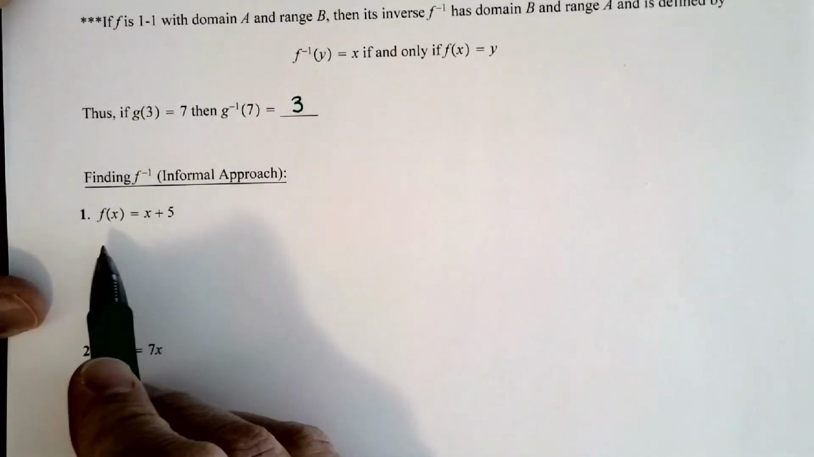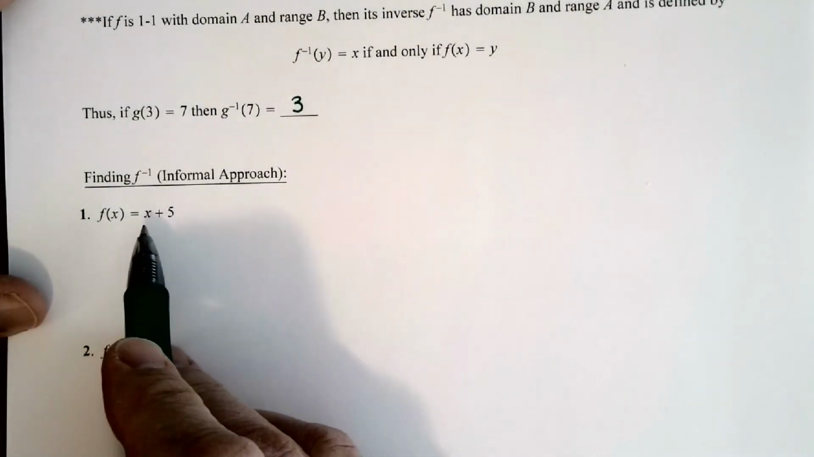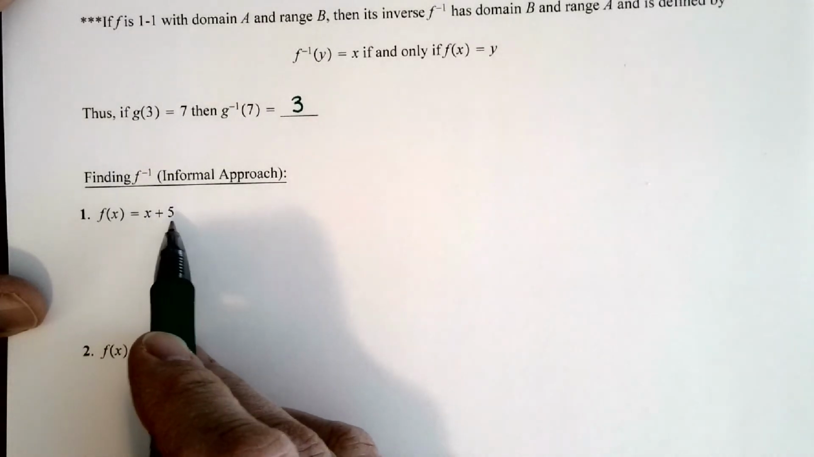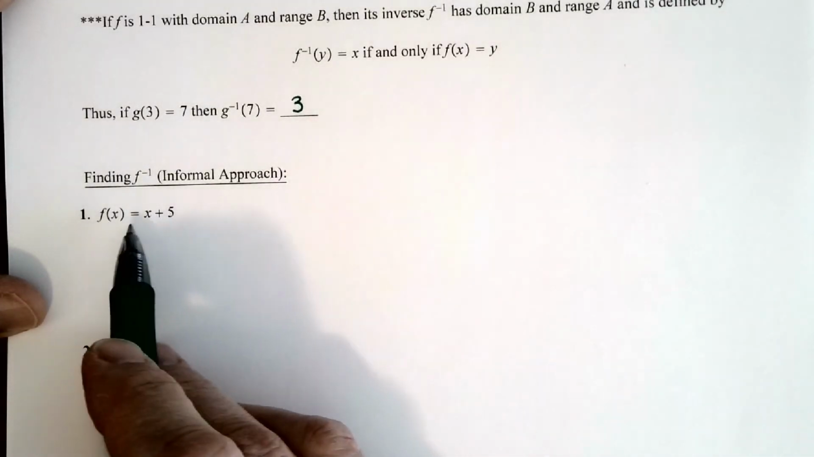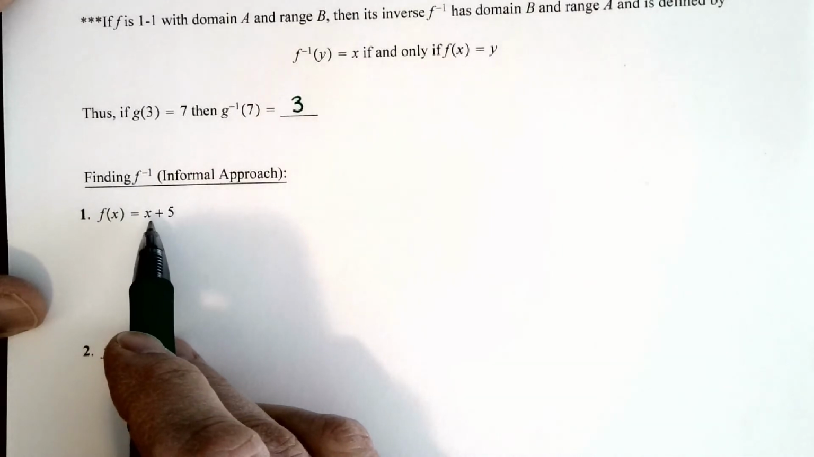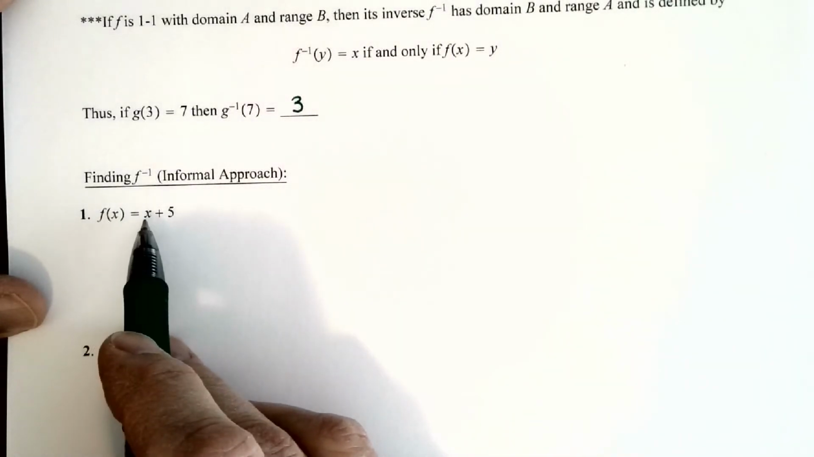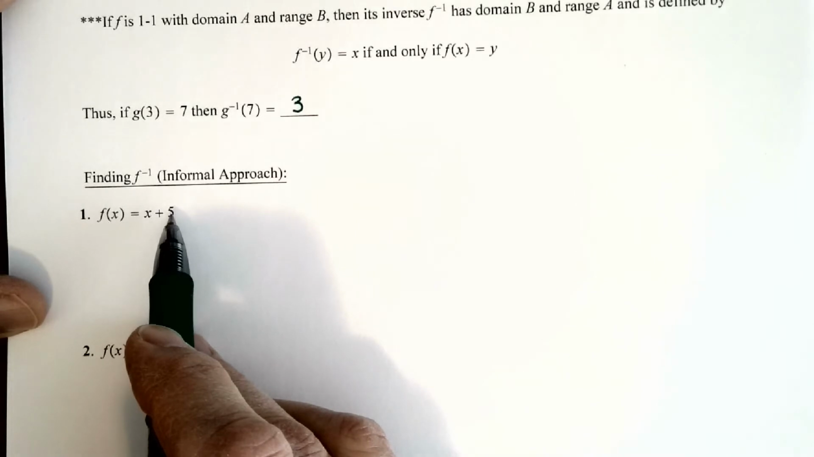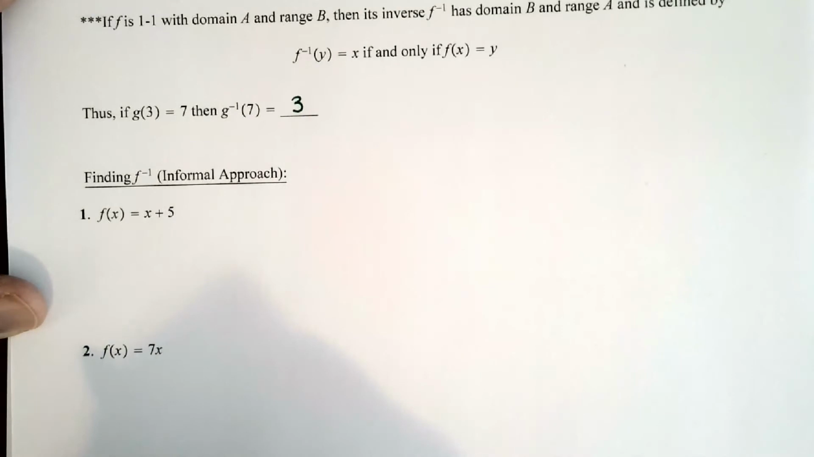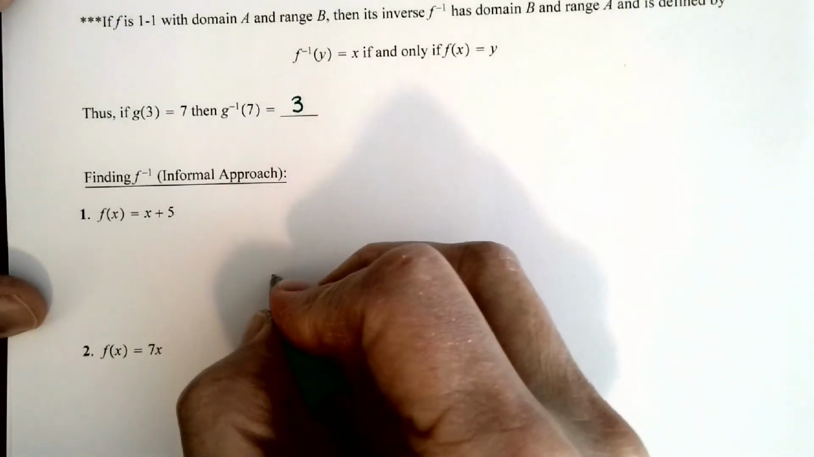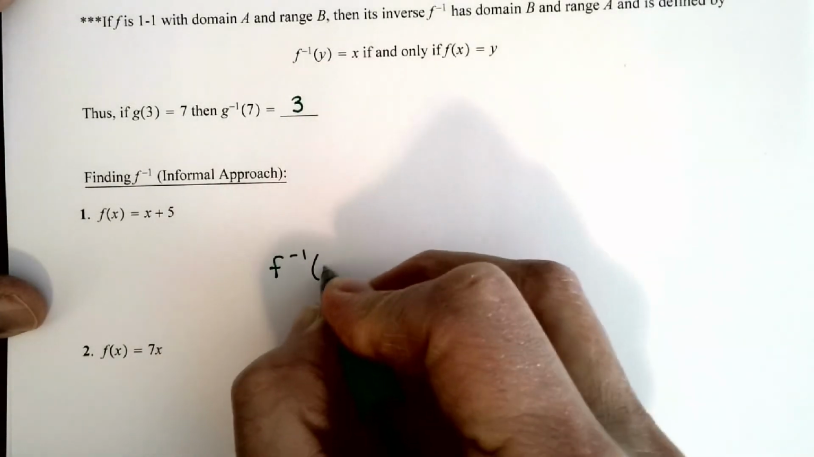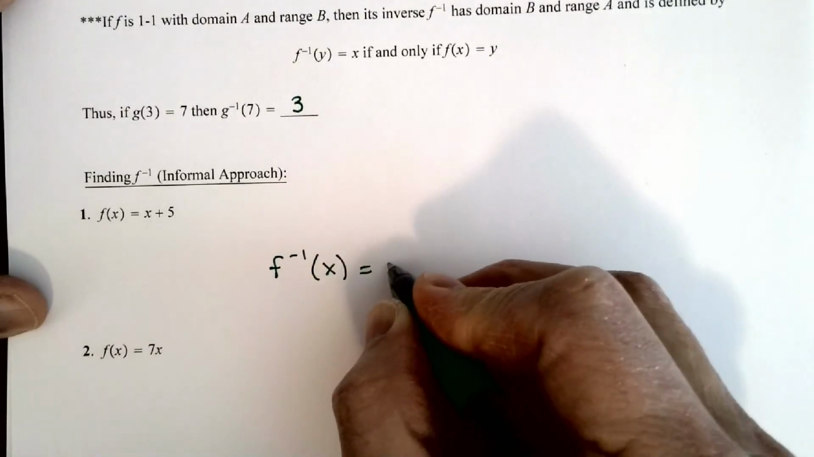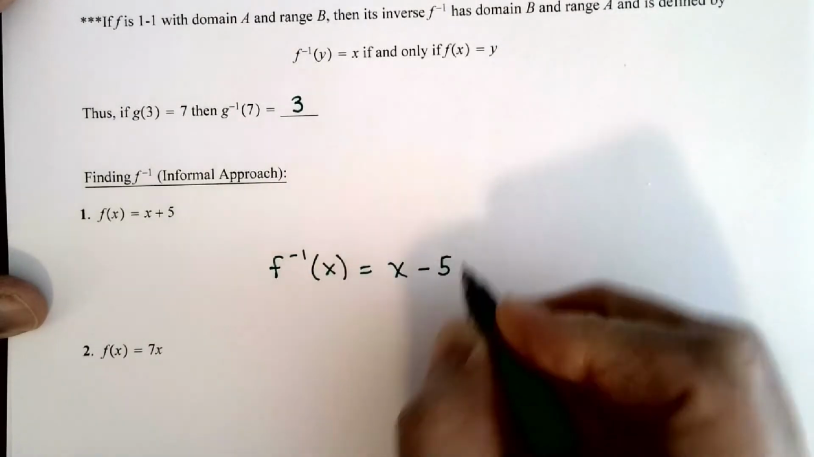So here's the function f of x, which is equal to x plus 5. So how do I undo this function? How do I get back to where I started from? This function takes the input and adds 5 to it. How am I going to get back to the original input then if I have added 5 to my input? The only way to get back is if I subtract 5. So the inverse function in this case is to subtract 5 from the input.